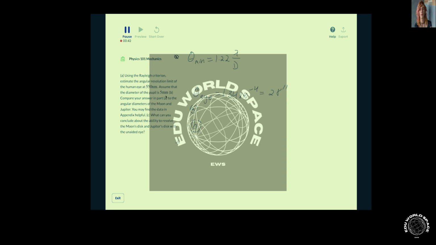Compare your answer in part A to the angular diameters of the moon and Jupiter. Okay, so what do we know here? We know that theta moon equals 2r divided by d, and that equals 9.0 times 10 to the negative 3 radians, and that also equals 1900 seconds. This means that theta moon to theta I equals 33.7.